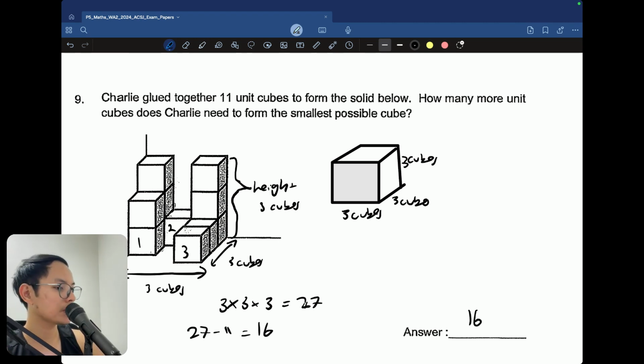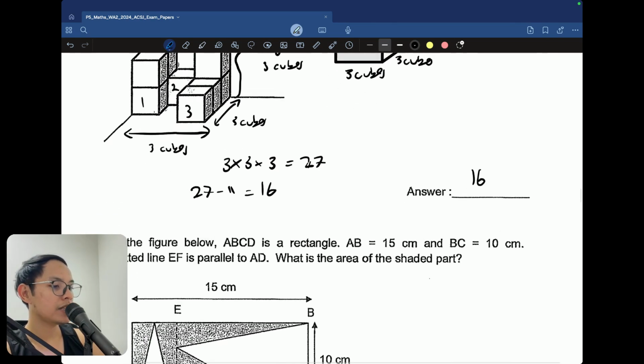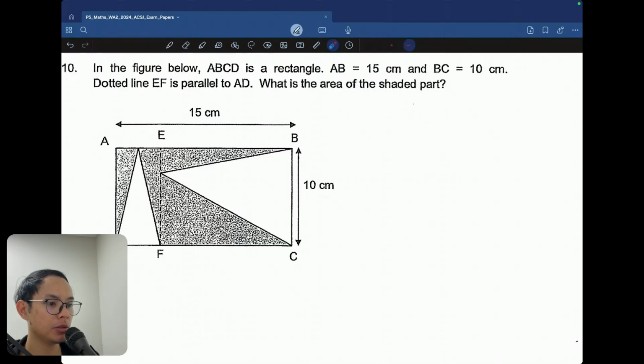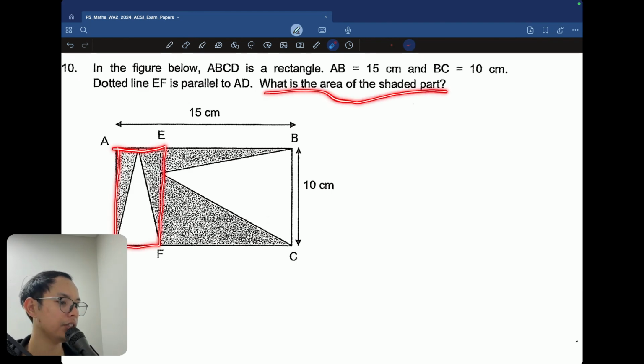16 more cubes. That is the smallest cube that we can get, and that's how we get 16. Next question, question 10. In the figure below, ABCD is a rectangle. AB is 15 centimeters, so this side is 15 centimeters, and BC is 10 centimeters over here. The dotted line EF is parallel to AD, so it's another rectangle. What is the area of the shaded part?